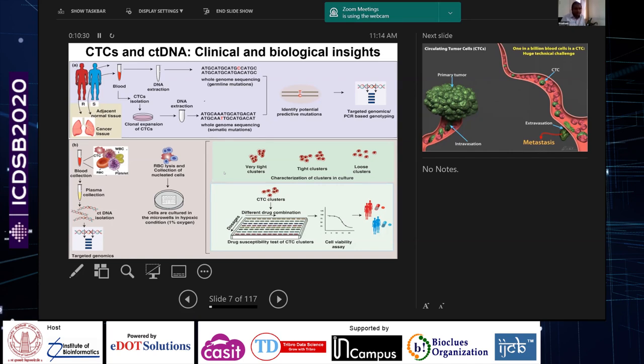We have established the method where we can culture these cells, and what you could see is that if you can culture these cells, your goal would be to do ex vivo drug susceptibility testing. You can treat these tumor cells in the plate with different drug combinations. This is what we call personalized therapy: for every patient, you know which drug combination would be effective. So this is something we are working on.